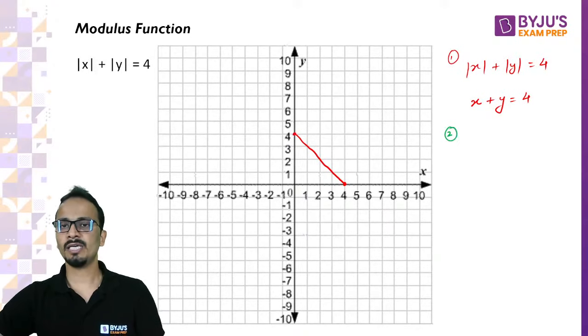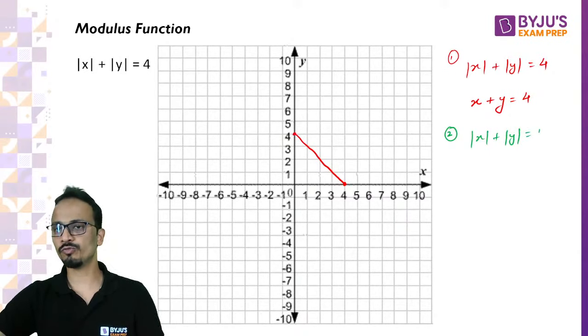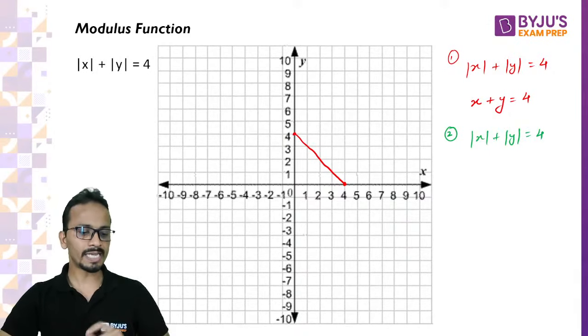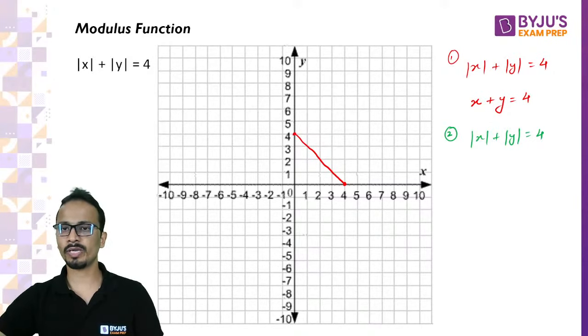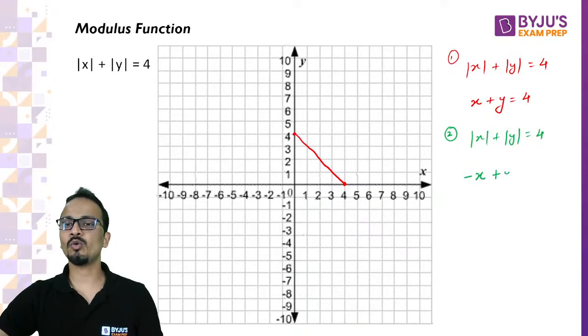Second quadrant. Now mod x plus mod y equal to 4. In the second quadrant, x is negative, so modulus x will become minus x. y is positive, so modulus y will become plus y. And on the right hand side, it will be 4.